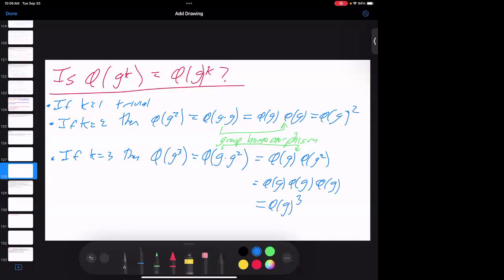How should we do this in general? We don't want to spend the rest of our life doing higher and higher k. How should we do this in general? What method of proof? Induction.